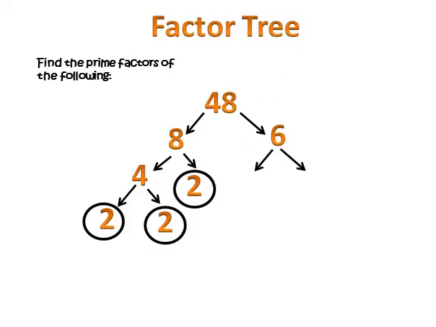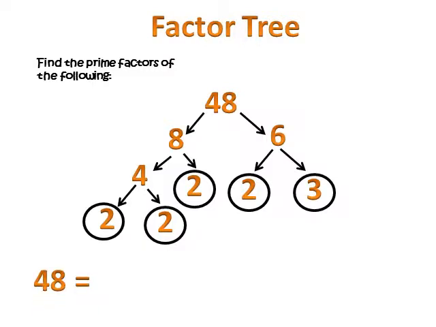Let's go to 6. What are the factors of 6? You have 2 and 3. 2 again is already a prime number, so you encircle 2, and 3 also is another prime number, so you circle that. Therefore, all those numbers that you have encircled are the prime factors of the number 48.